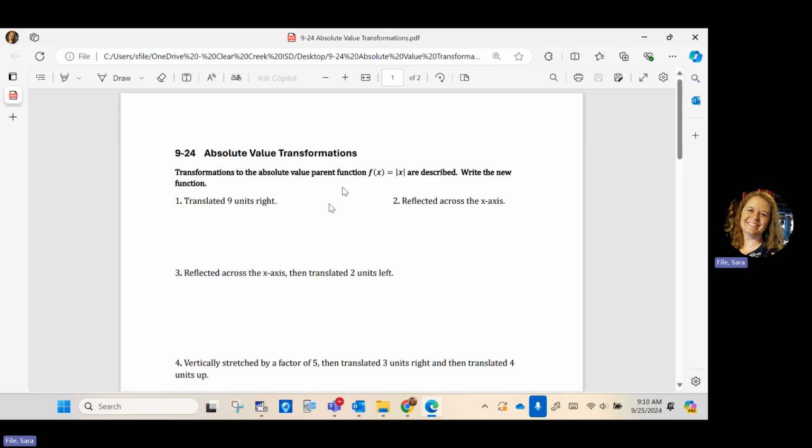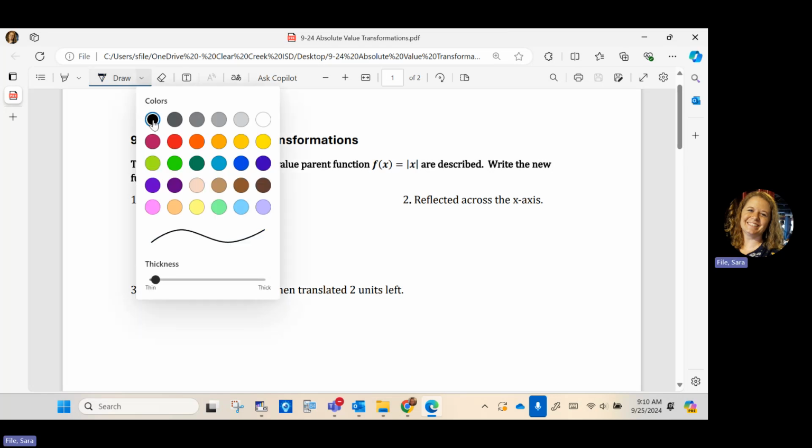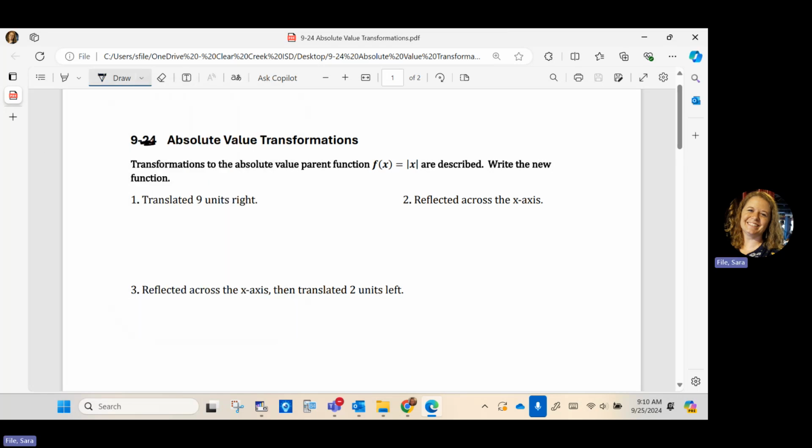The first thing I'm going to do is change the date because today is the 25th, not the 24th. Since I gave you time yesterday to finish the tests and do a little catch up, our notes dates are just going to be a day off because I had already printed all this. So let's change that to the 25th. All right. And again, we are talking about absolute value transformations.